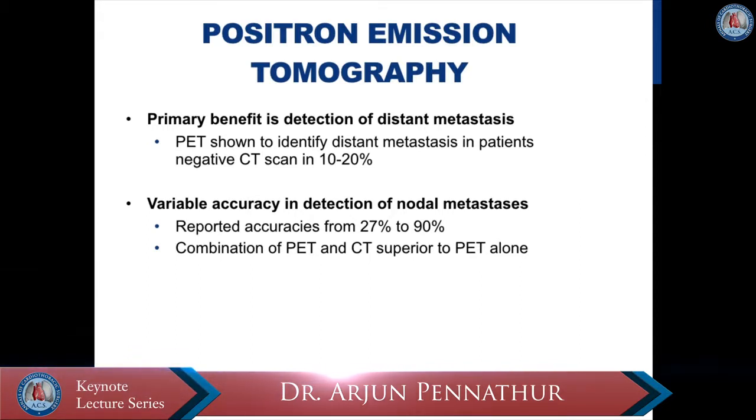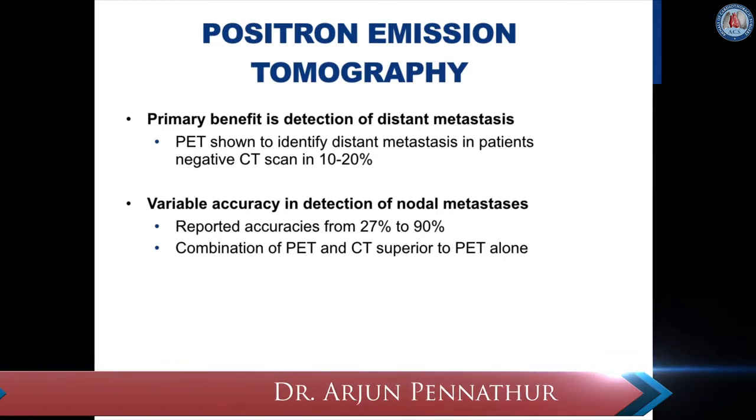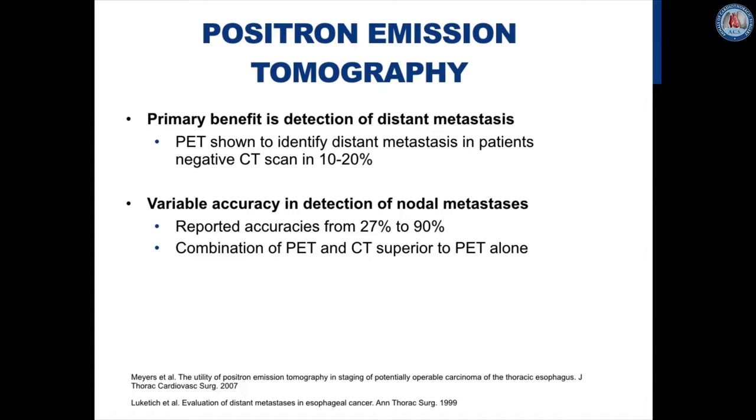PET imaging is increasingly being applied in the staging of esophageal cancer. PET, like CT, is limited in the assessment of T-stage, and its primary benefit is in the detection of distant metastatic disease. In fact, studies have shown that PET imaging can identify distant metastases in patients who have negative CT scans in 10 to 20% of cases.